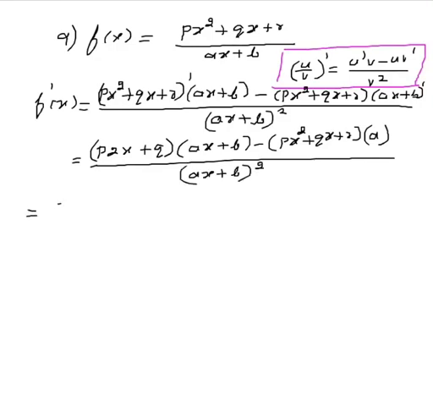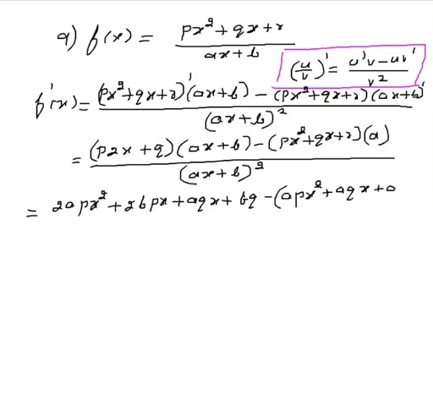Let's open the brackets. 2apx into x is x square plus 2bpx plus aqx and bq minus of, use brackets because this minus sign has to be distributed, apx square plus aqx plus ar divided by ax plus b the whole square.